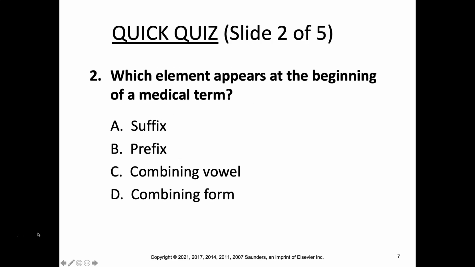Which element appears at the beginning of a medical term? You want to think beginning, before. And so think about, look at these words. What does any of them have sort of something that means beginning or before, just in looking at them?